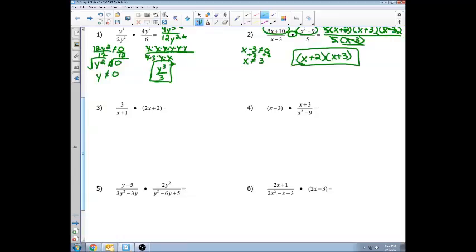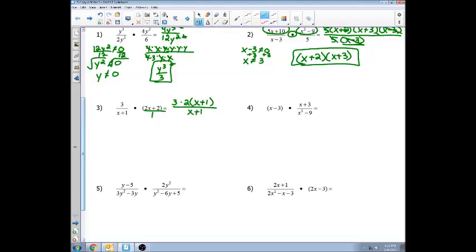Okay? On to problem 3. In this case, I have a fraction times just a binomial. Well, in order to make it a fraction times a fraction, I can always write that over 1. Is there anything I can do with the number 3? There is not, so I'm just going to go ahead and write that. I can do something with 2x plus 2, though, which is take out a GCF of 2. So I'm going to multiply by the 2. If I take that out, it would be x plus 1 all over. Now I have x plus 1 times 1, so it's just going to be x plus 1.